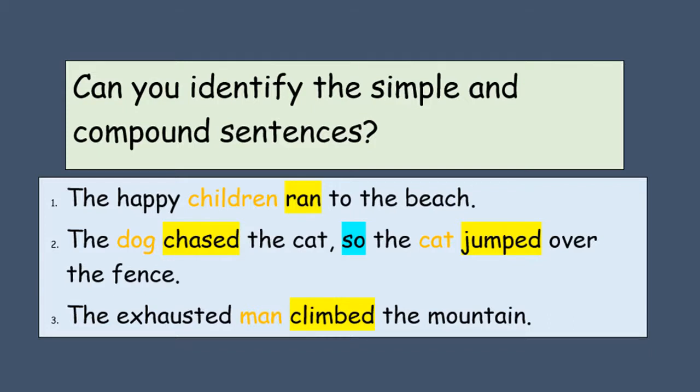So that's an independent clause. So we've got an independent clause, a coordinating conjunction and another independent clause. So that is a compound sentence. Let's have a look at number 3. The exhausted man climbed the mountain. So let's see if we can find the subject. The subject is man and the verb in this sentence is climbed. So the exhausted man climbed the mountain is a complete thought. So that's a simple sentence.